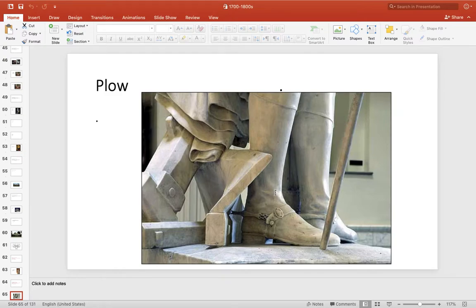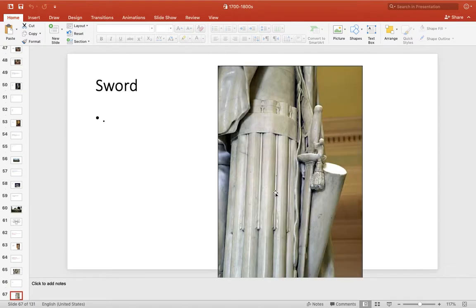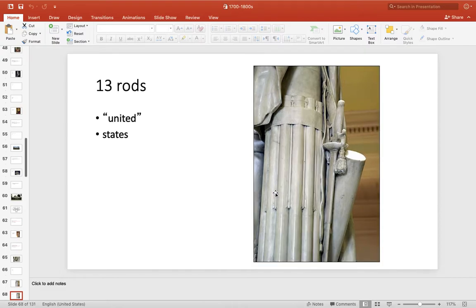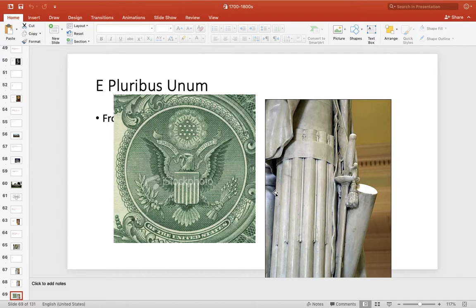All right, George Washington, our buddy. George, got the farmer's plow. He's a president, not a king. He doesn't need his sword. It's on the outside. The rods are the 13 states stuck together for strength. E pluribus unum, from many, one. From 13 to one. From many cultures to one.